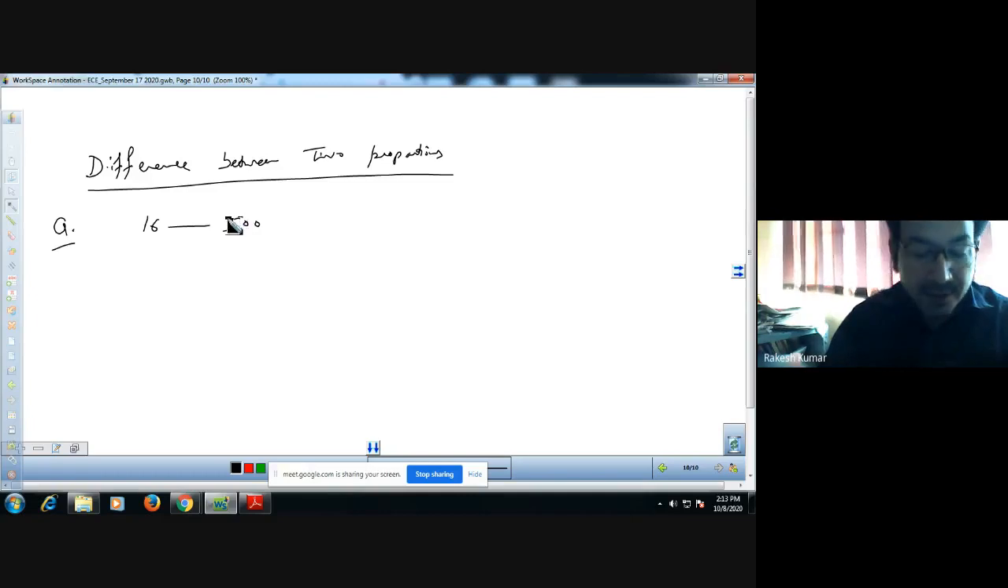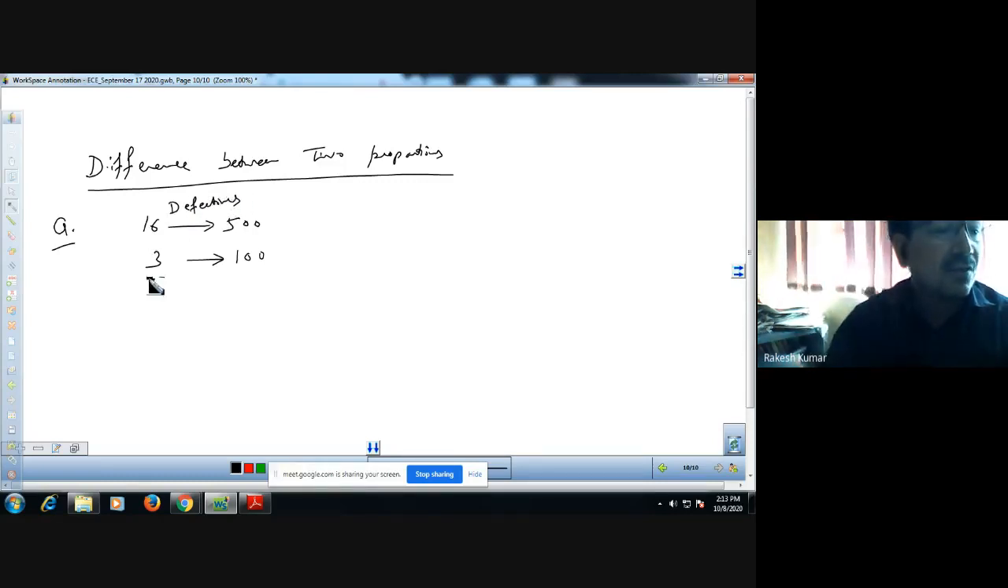After overhauling, it produced three defective items out of 100. Earlier, it was producing 16 defective items, and now after overhauling, meaning some kind of repair, it has produced three defective items out of 100. But obviously, the ratio has decreased now. The proportion has decreased now. Now we have to check whether the machine has been improved or not.